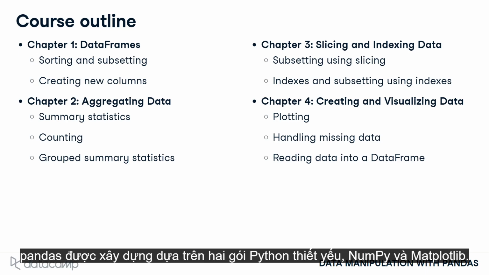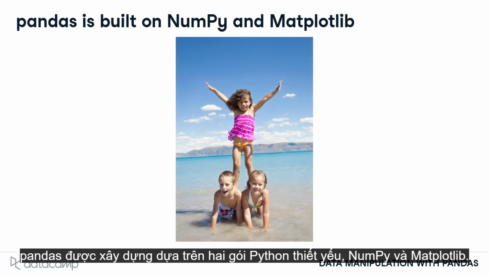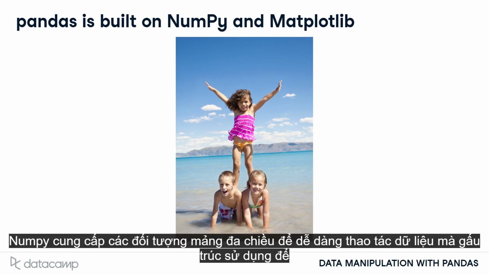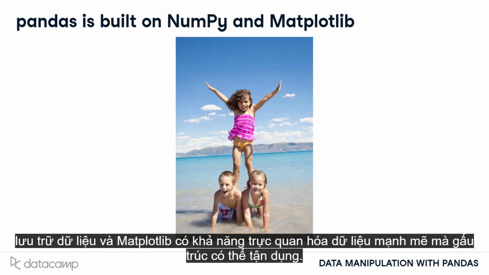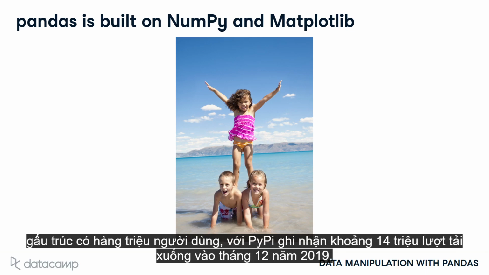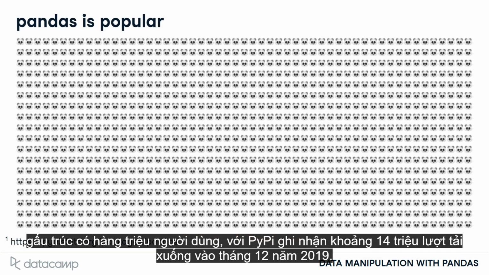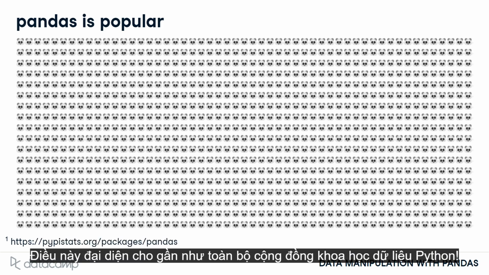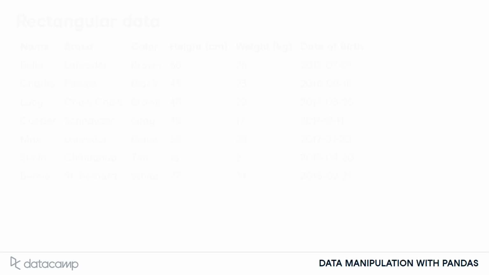Let's dive in. Pandas is built on top of two essential Python packages, NumPy and matplotlib. NumPy provides multi-dimensional array objects for easy data manipulation that Pandas uses to store data. And matplotlib has powerful data visualization capabilities that Pandas takes advantage of. Pandas has millions of users, with PyPI recording about 14 million downloads in December 2019. This represents almost the entire Python data science community.